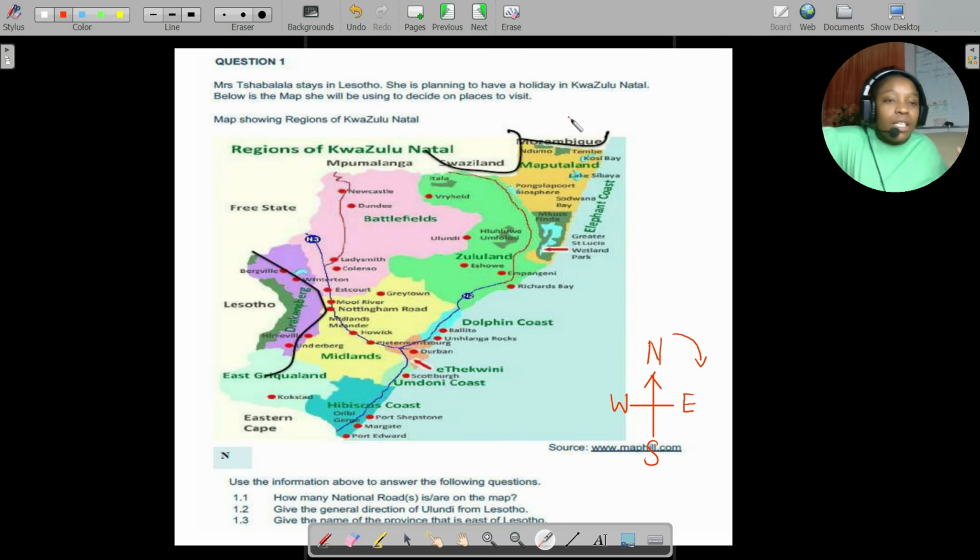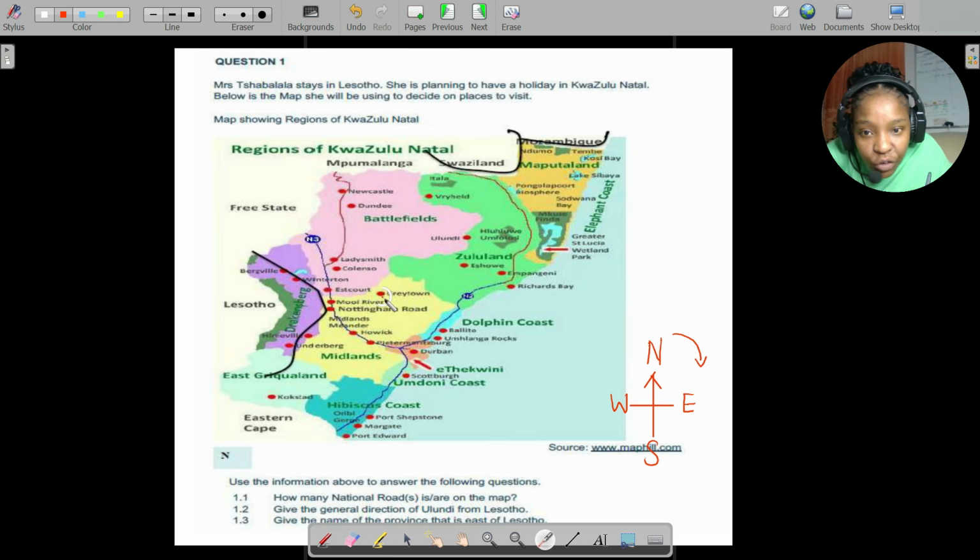So that just means that those bold lines are the borders. It's indicating that from this point we're in another country. At this point we're in another country, Swaziland. Here we are in another country, Mozambique.